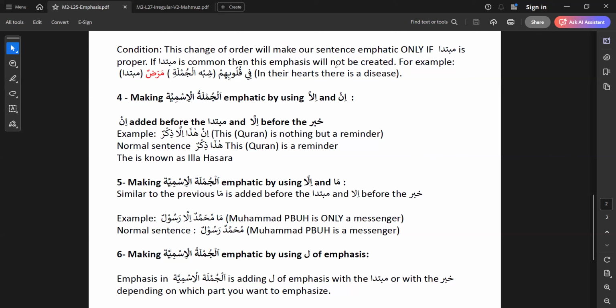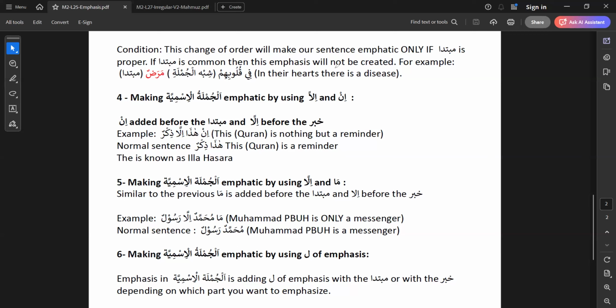Ustad, allow about more than 5 minutes, inshallah. Who can add? Otherwise, I will explain. After illa, if it is istisna, the word after illa should be in the accusative, zikran. But here it is zikrun. Everybody here, did you hear that? If it is illa hasara, the mustasna will not be mansub. It will be marfu. That's why it is illa hasara here.